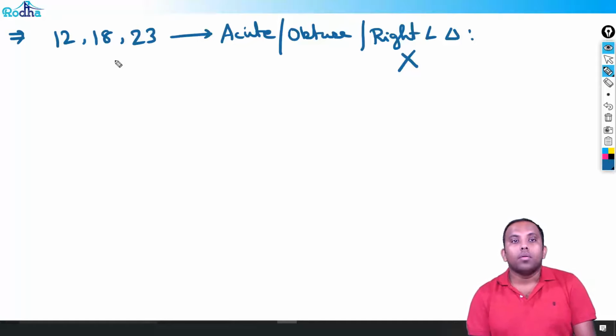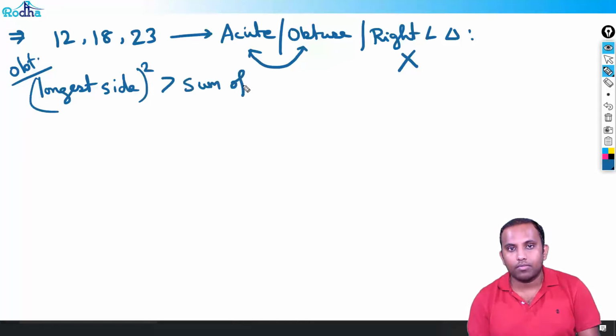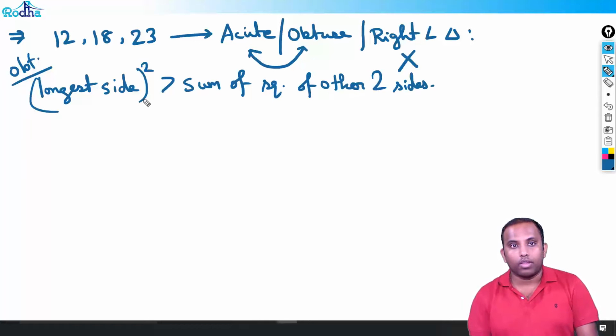Moreover, to find out acute or obtuse, put the condition for obtuse. What is the condition for obtuse? The longest side square should be greater than the sum of squares of the other two sides. That means, what is the longest side square here? 23 square should be greater than 12 square plus 18 square.